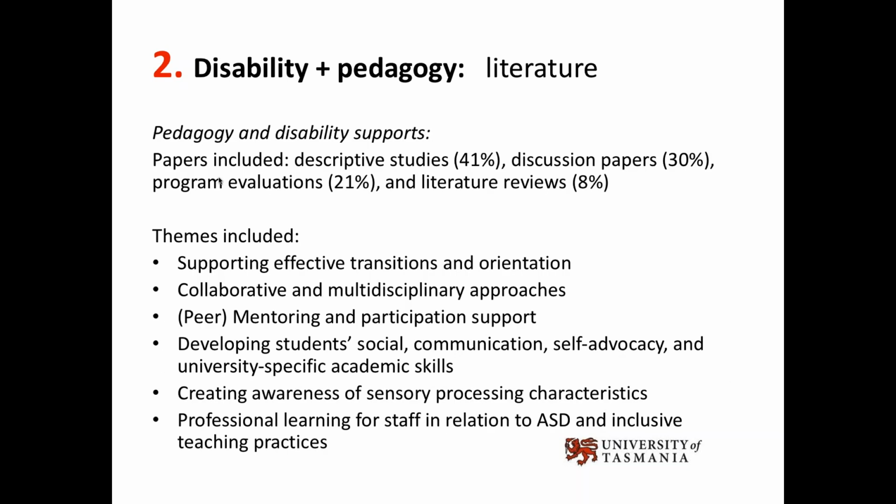On the next slide, here are some of the themes that emerged from the literature. These themes include the need to support effective transitions into the university, orientation within the university, the need for collaborative multidisciplinary approaches, the need to involve parents and other support networks outside of the university, and the need to work with peers, academic staff and disability staff within the university for the most effective supports.